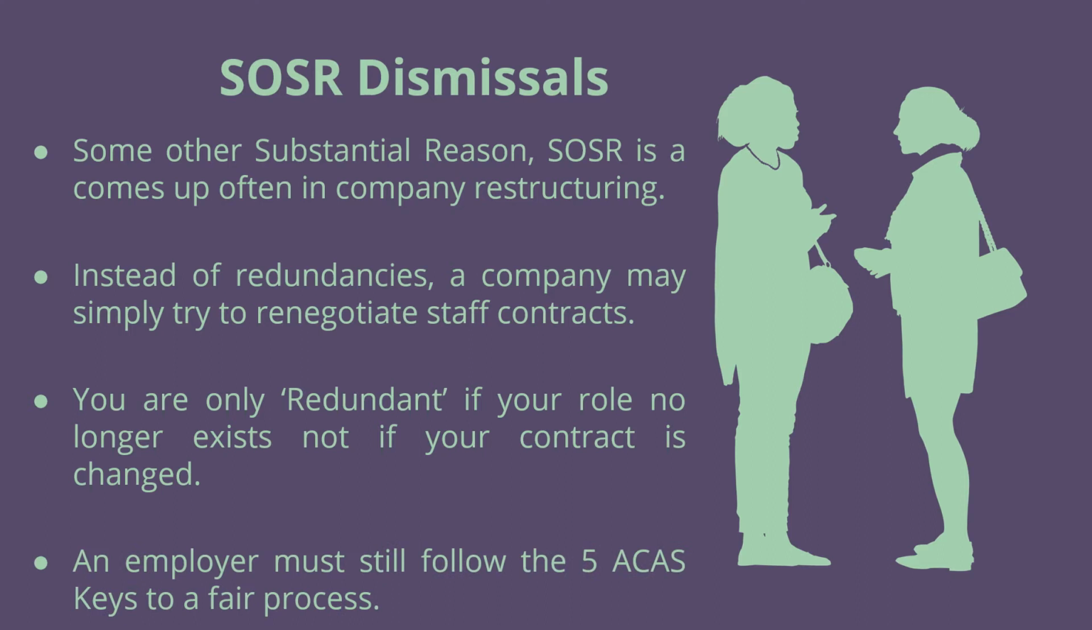An employer must, however, still follow the ACAS 5 keys to a fair dismissal process, with the most important being to inform the employee of the issue. For example, a loss of business may mean that wages or hours have to be reduced, as there is not enough money to pay staff at their current salaries. Employers must be transparent about this fact, as well as any proposed solution to it, with their members of staff. Any lack of clarity may suggest that an SOSR dismissal is not being fairly carried out.